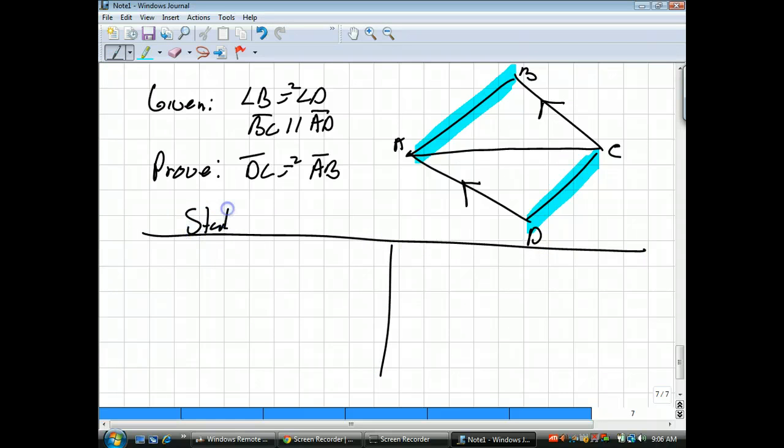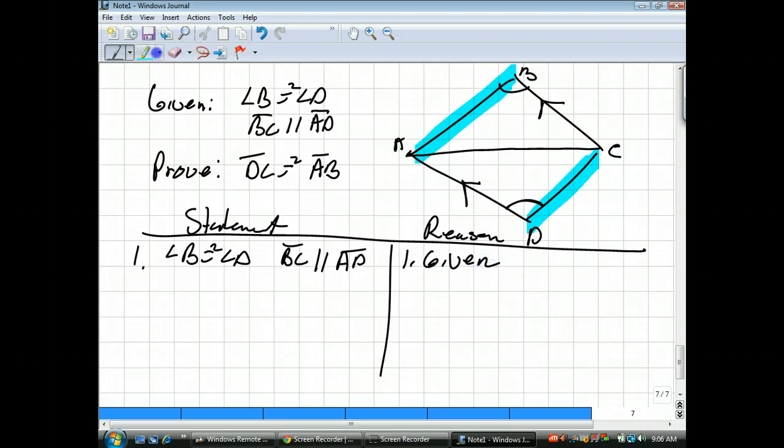So here's my statement, and here's my reason. Okay, so number one, angle B is congruent to angle D. So I know this one's congruent to that one. So I have angles. And I know that BC is parallel to AD. And I know all that because it's given. So if this is parallel to this, then I know that this would be a transversal.